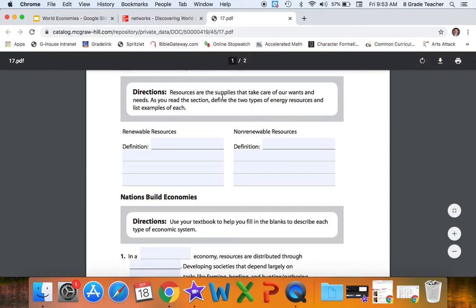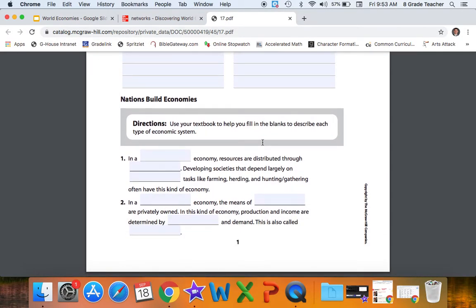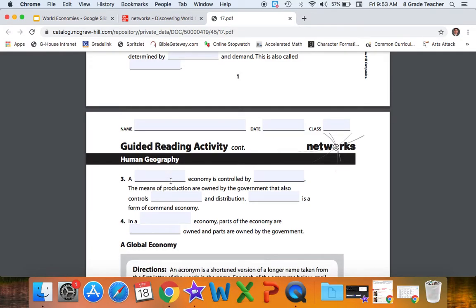Again, the basic economic question focuses on the resources that we have, the difference between want and need. A lot of times that's based on what's available, and those different types of availability are something that are renewable and other things that are non-renewable. In the second section, as we learn about how nations have built their economies based on the resources that they have, you're going to read in your textbook and fill in the blanks that describe the different types of economic systems that different countries use. That's for numbers 1, 2, 3, and 4.